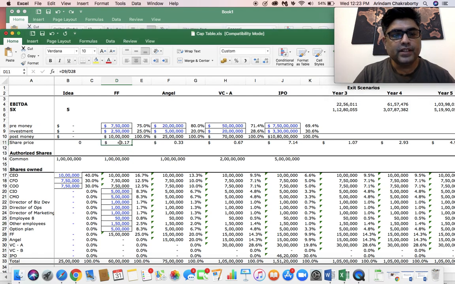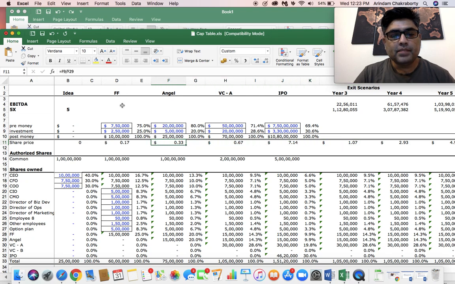So over here, if we come, we get to see D9 by D28. So we'll see what D28 is. As we see over here, D28 is the number of shares owned by friends and family, which we are getting to see over here to be 15 lakhs, right? So D9 is your pre-money, the investment that is brought, divided by the number of shares owned by friends and family. So the share price gets to be 0.17. So likewise, if you understand this computation, the same computation goes on for all the years till this place, right?